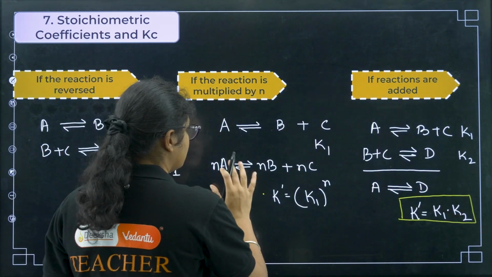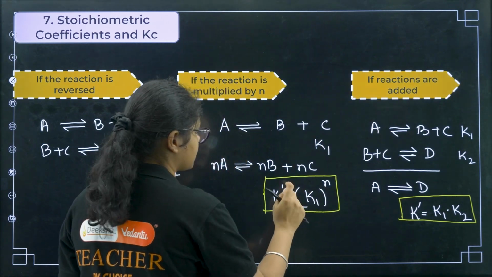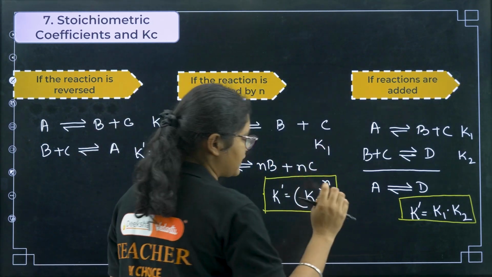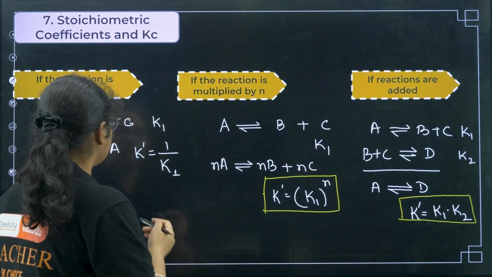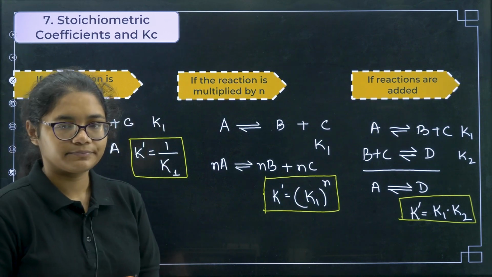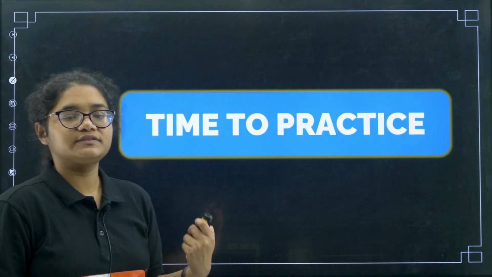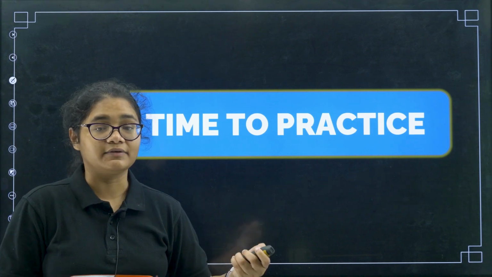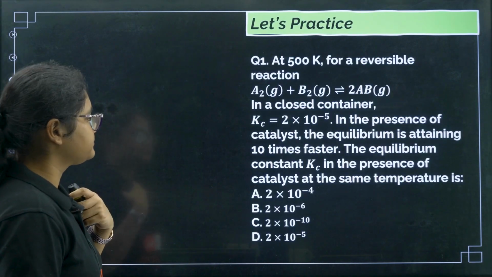If any reaction is multiplied with a factor of N, then the equilibrium constant is raised to the power of N. If you reverse the reaction, then the K value is also reversed. Clear? Okay, now that's all. Now we'll do some questions based on the concepts that we have practiced today. So let's start with the first question.